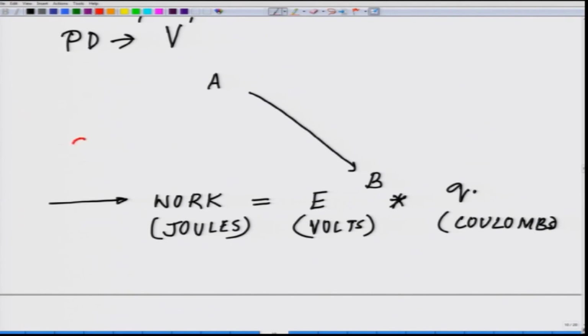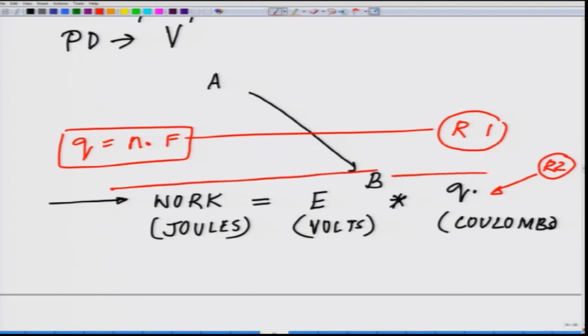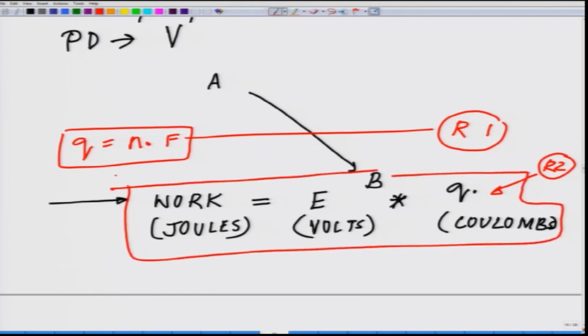So, Q is equal to N F, right. So, this was our relation 1. Now, this is our relation 2, the second relation. Work is equal to the voltage, the electric potential difference, and the charge, E q. So, this is our second relation what we have to remember.